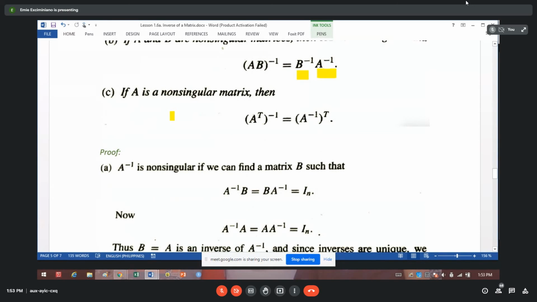Again, if A has an inverse, a non-singular matrix, then the inverse of its transpose is also equivalent to the transpose of its inverse. They are one and the same.